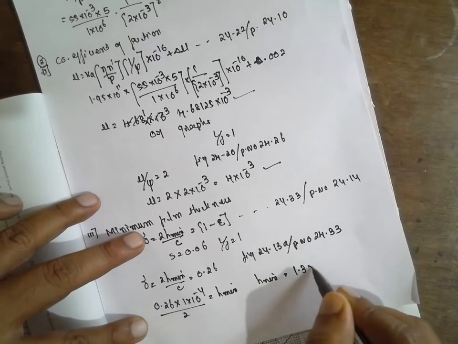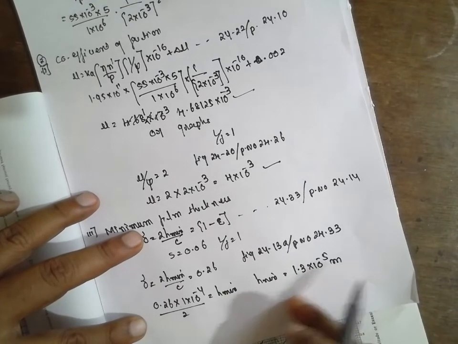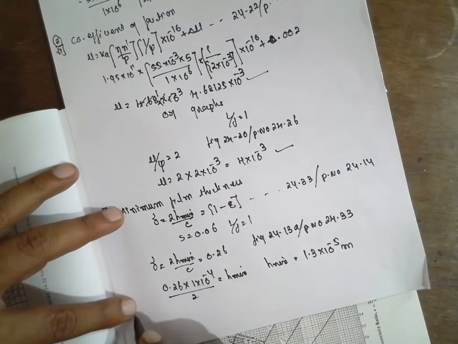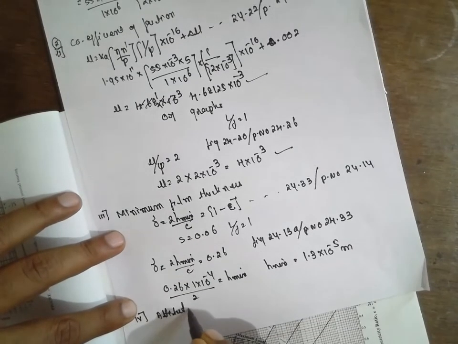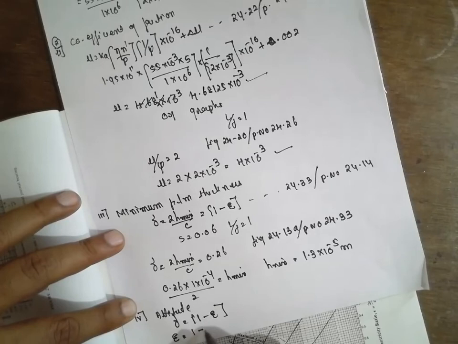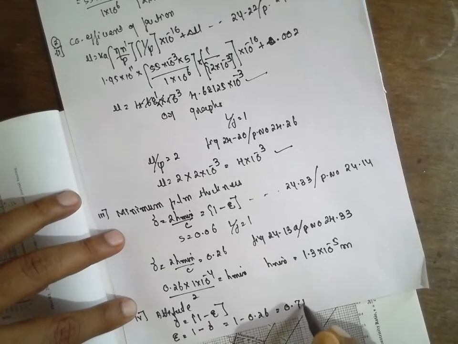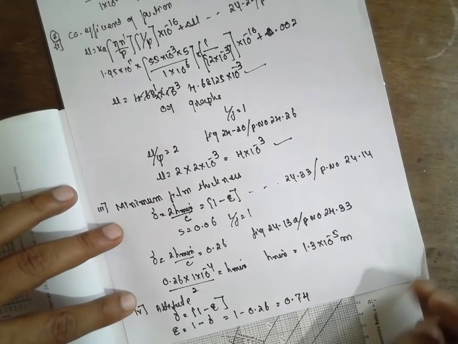The H mean will be 1.3 into 10 raised to minus 5 meter. It is similar to the table. If you compare the values, you will get the same values. Next, I will find the attitude. Attitude is very simple. By using the same formula, you can find the attitude. Delta is nothing but 1 minus E. E is nothing but 1 minus delta, 1 minus 0.26. Attitude will be 0.74. By using the same formula, you can find the attitude.